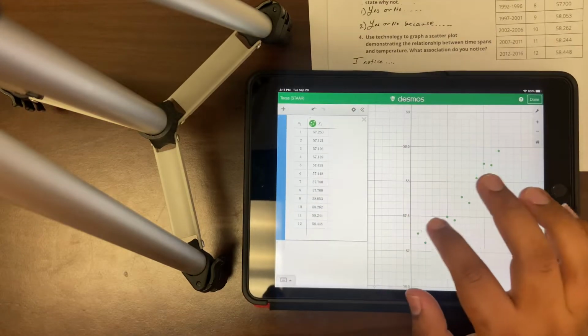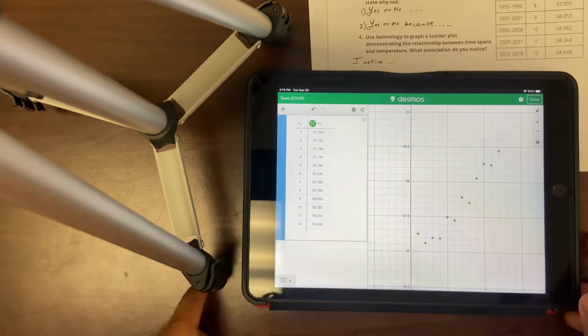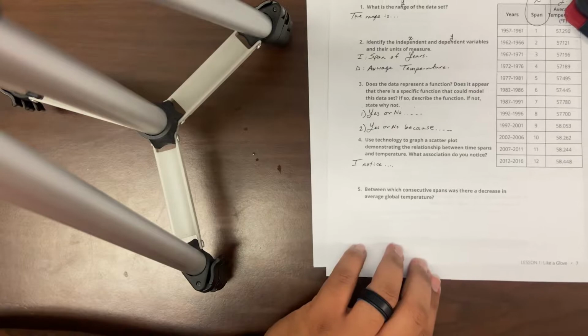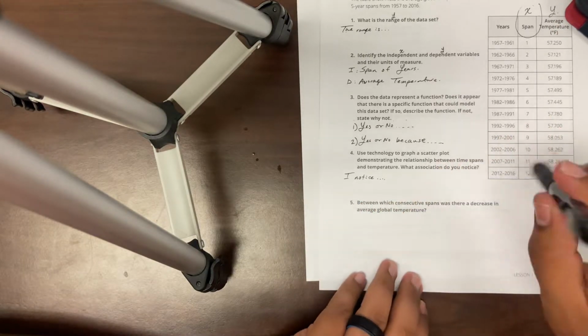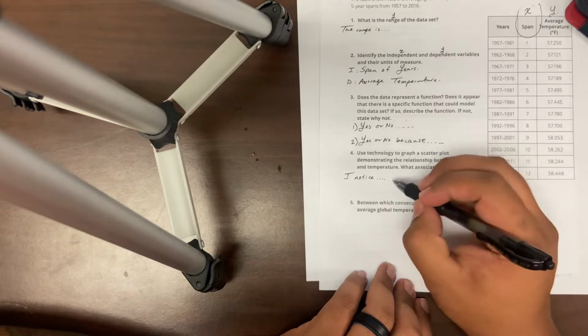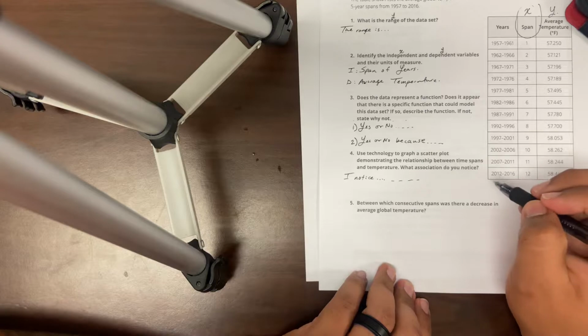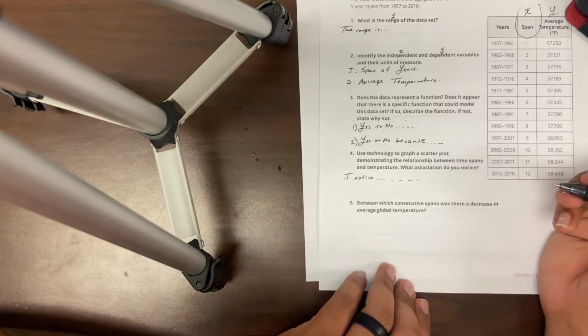When you zoom out, you see that all our points are going like this. So what type of association do you think we have if we have all our points going in the upward direction? Do you think it's positive, negative, or there's no association? I notice blank, blank, blank. Tell me if it's positive or negative in your opinion.